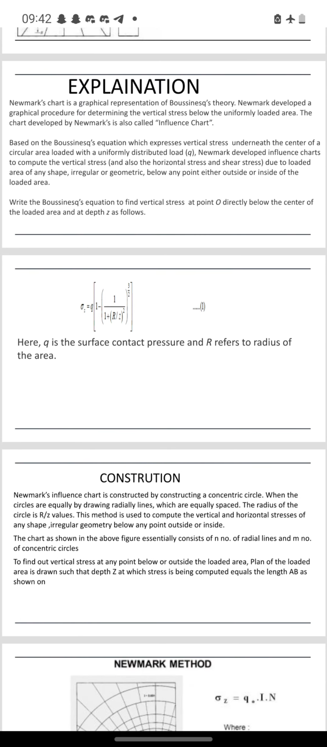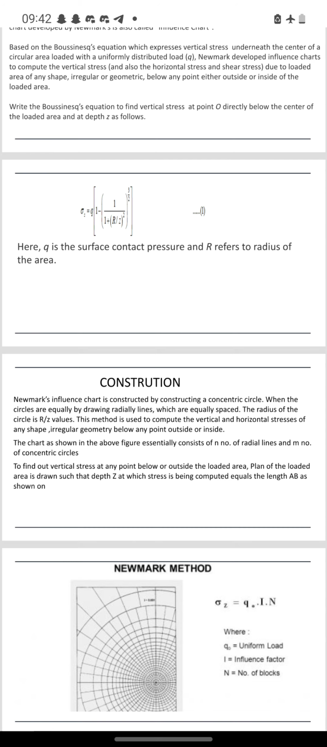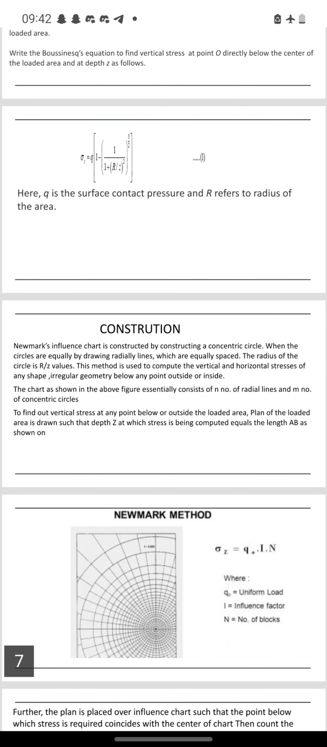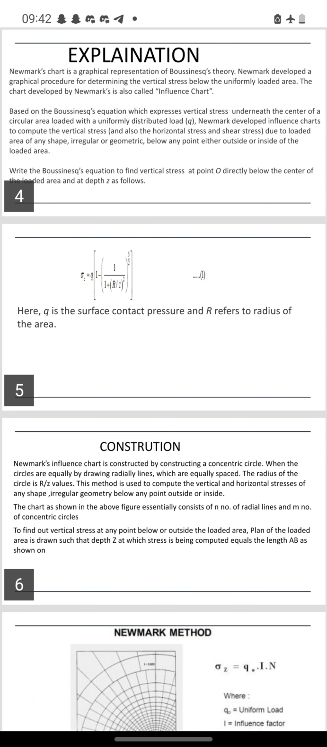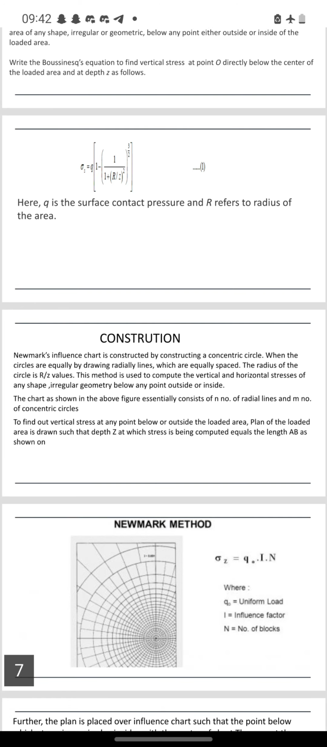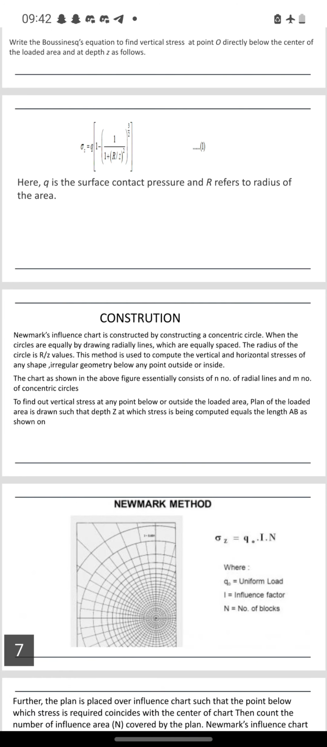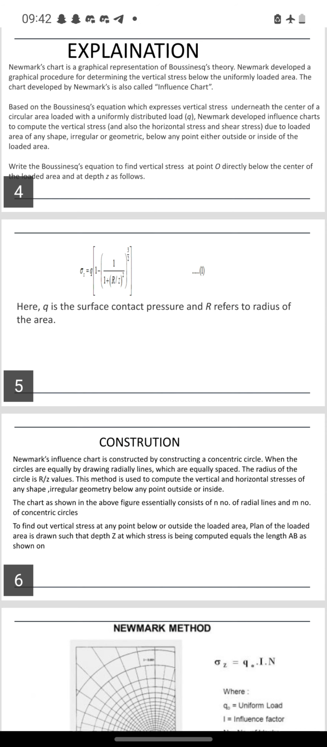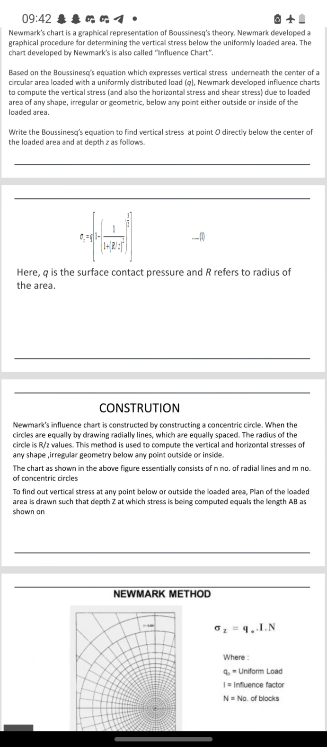Newmark's chart construction. Newmark's influence chart is constructed by drawing concentric circles and then drawing radial lines which are equally spaced. The radius of the circle is r by z values. This method is used to compute the vertical and horizontal stresses of any shape, irregular geometry, below any point outside or inside.